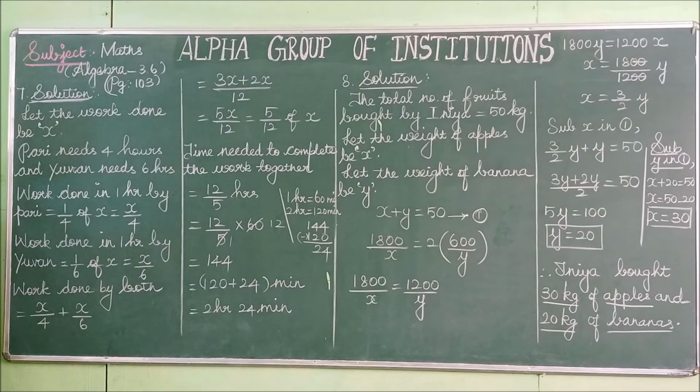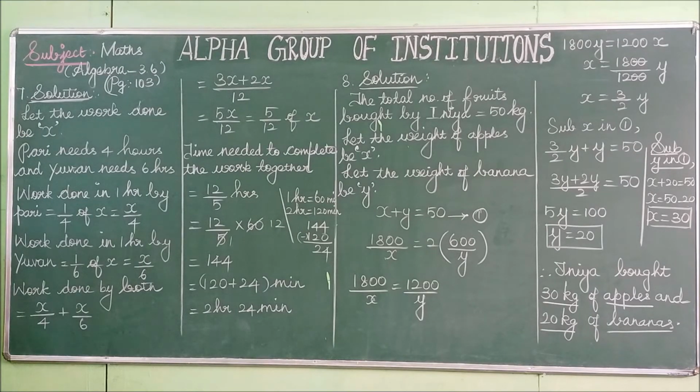Pari needs 4 hours to complete the work. His friend Yuvan needs 6 hours to complete the same work. How long will it take to complete if they work together? So in previous years, that means in 8th class, you learned something about work and time problems. So just recall it. I am saying some general format for the sum.